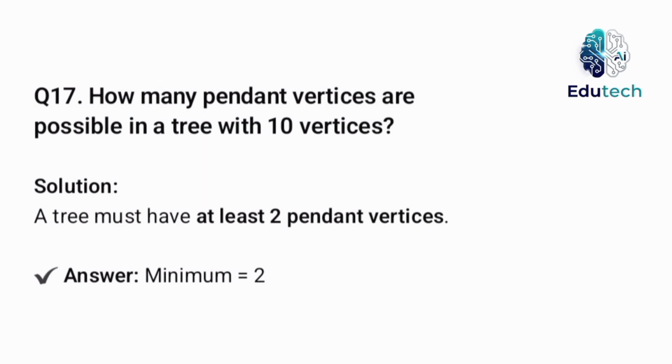Pendant vertices in a tree. In any tree, there must be at least two pendant vertices. This property arises because trees are connected and acyclic, forcing at least two vertices to have degree 1.